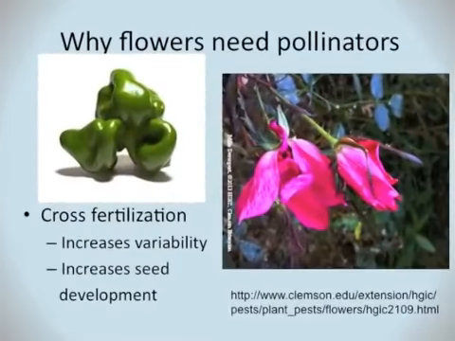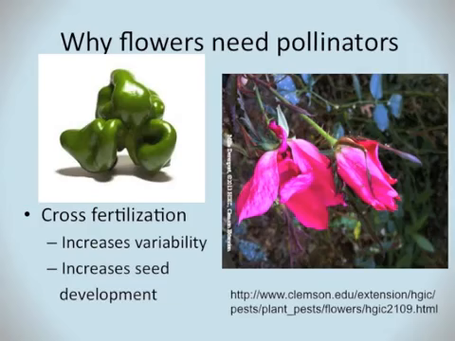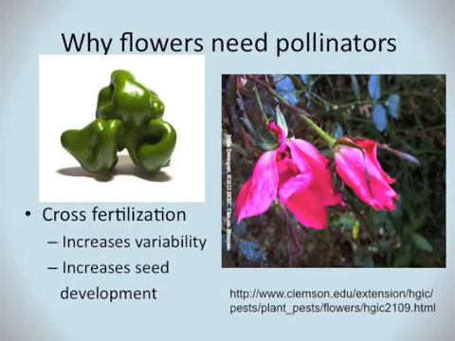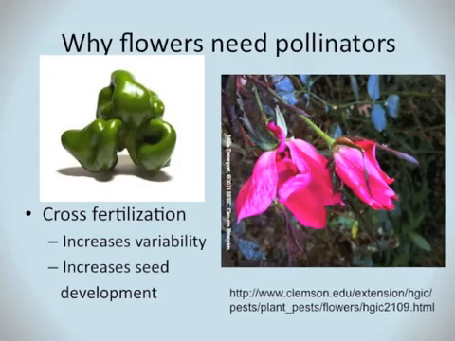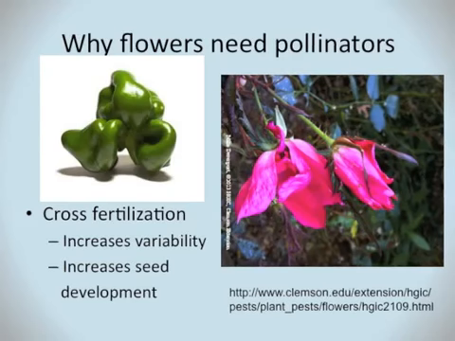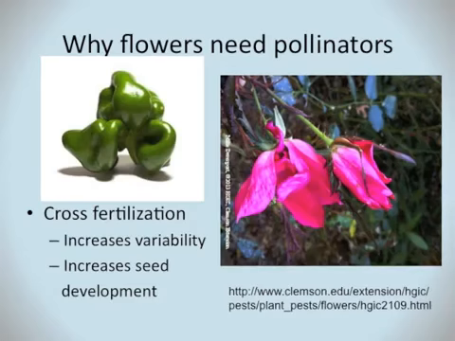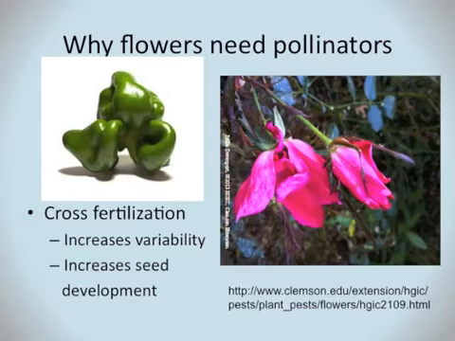Flowers need pollinators for a variety of reasons. Without these pollinators, cross-fertilization will not happen. This process is needed for increased variability, seed development, and overall reproductive success. An example of improper fertilization can be shown in this misshapen green pepper and rose flower.